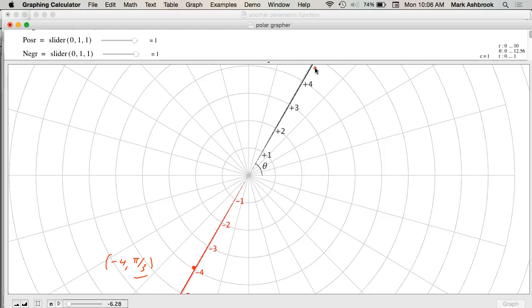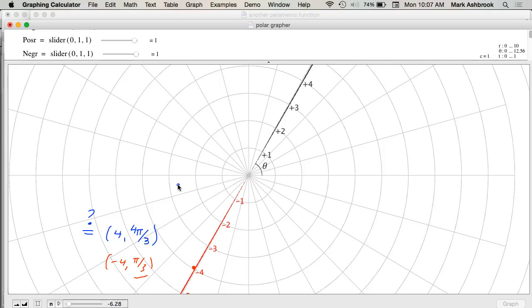Is there another way to write that? Yeah, Nick. Would that be the same as positive 4, 4 pi over 3? He's saying, is that the same as positive 4 and 4 pi over 3? Yes or no? Will positive 4, 4 pi over 3 give me the exact same location in the plane?